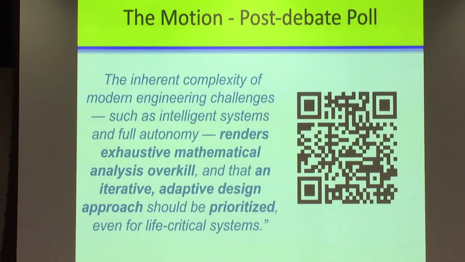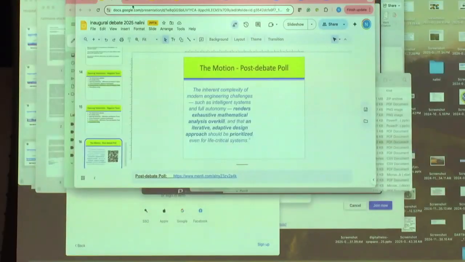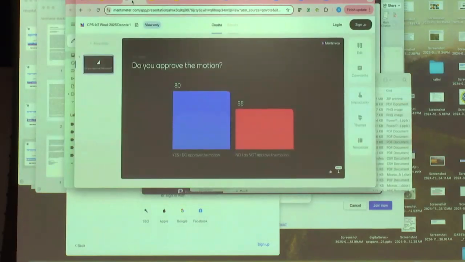Yes. Okay. I think I have the results of the previous one here. Okay, so it was 80 approve versus 55 don't approve. Remember, the winner is the one who changed the maximum number of minds. So we got to see how that's changed.